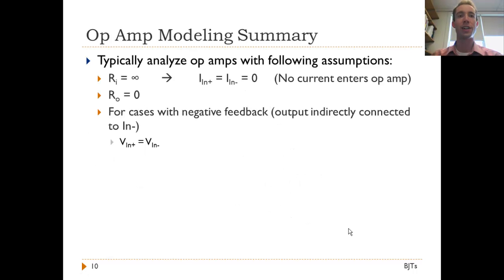As a summary of our introduction to operational amplifiers, we generally make two assumptions about op-amp behavior. The first is that no current enters either of the op-amp input ports, in plus or in minus. The second, which applies for cases with negative feedback, is that the voltage at both input terminals is the same. These two assumptions combined allow the analysis of op-amp circuits without requiring significant amounts of mathematical manipulation.